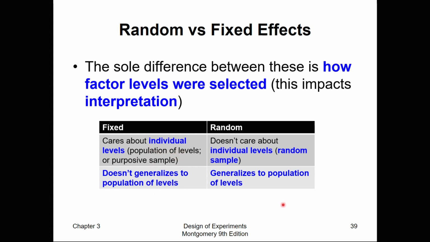Of course, if you are looking at the population of levels, your results are representative of that full population. Now for the random effects ANOVA, again, we don't care about individual levels, so we're just taking random samples of the factor levels. The other thing here is that in random effects ANOVA, we have too many factor levels to be included in our study, so we couldn't look at the whole population of levels. And because of this random sample of factor levels, that's what allows us to generalize to the population of levels.